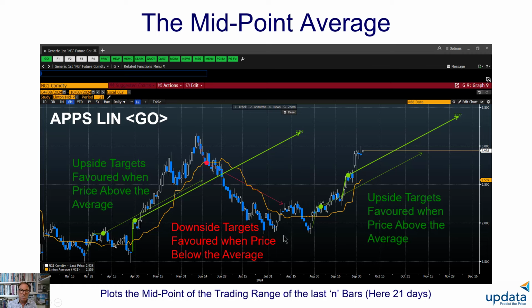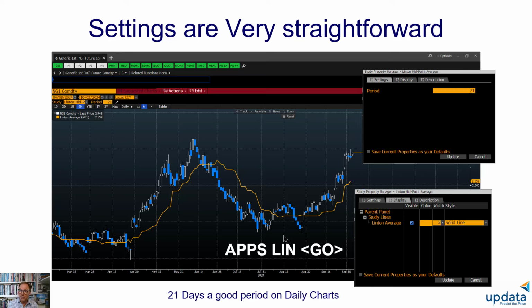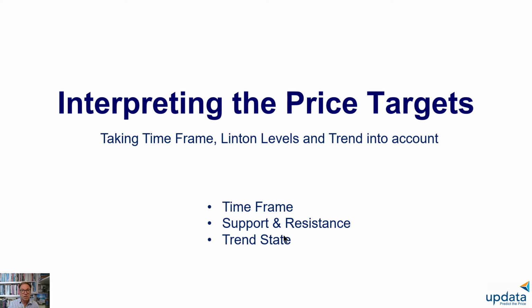So plotting this midpoint, I use the 21 days as my default, roughly a month, and that just gives me a good idea of whether we're in an uptrend or a downtrend, and then how I should read the targets accordingly. The settings for these are very, very straightforward. It's just the period and what color you want the line. So again, that's another function that just helps you interpret the targets.